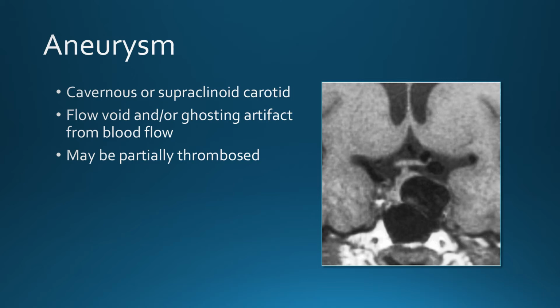Look for the flow void. Sometimes you'll see ghosting artifact. I think you can see it here. You can see kind of faint ghosting artifact in the phase encoding direction from the flow through this aneurysm. They can have a very funny appearance. They're often partially thrombosed. They can confuse you, and you want to try to avoid confusing this because obviously aneurysm is treated a lot differently than tumors.